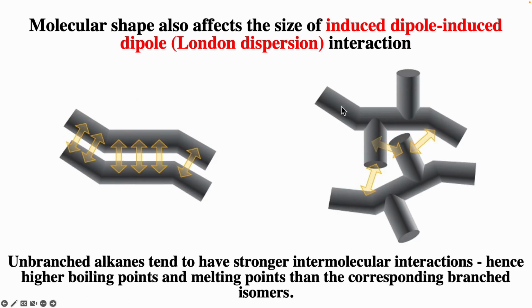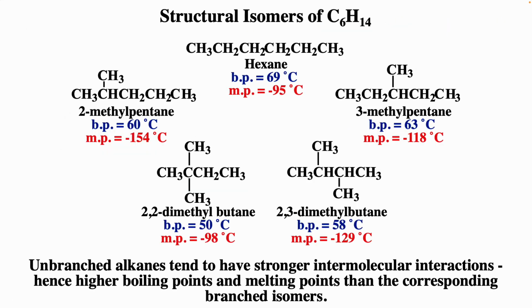And so if you have a branched alkane, that's a little bit more spherical-like, and so you'd expect that these would have a weaker interaction and a lower boiling point than if you have a long chain alkane, which has larger surface area. And so here are some structural isomers for C6H14. And this one, you have the long chain, so you're going to have more surface area. It has a boiling point of 69.